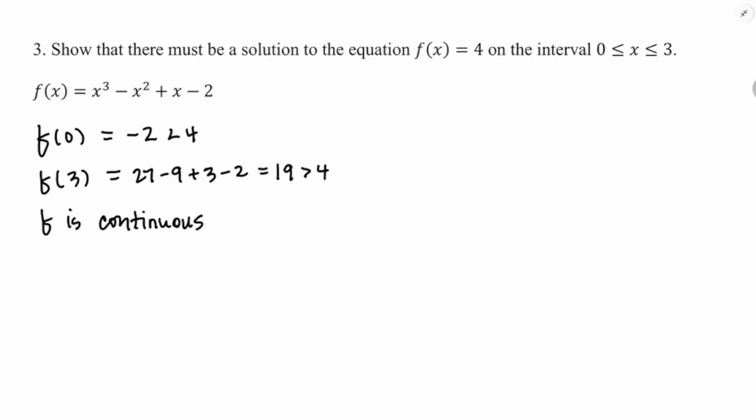But okay, we've got f is continuous, and if f is continuous and it went from below 4 to above 4, then yes. So as a result, f of x equals 4 for some x value in the interval 0 to 3.